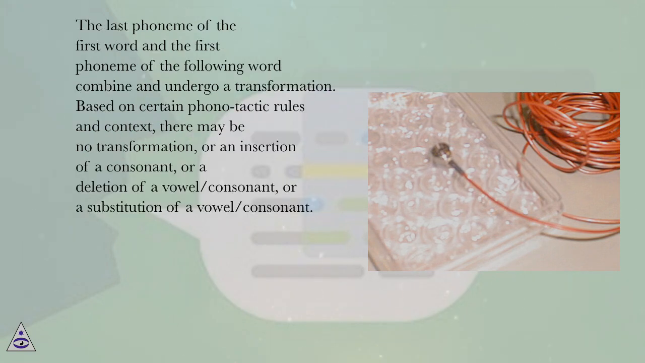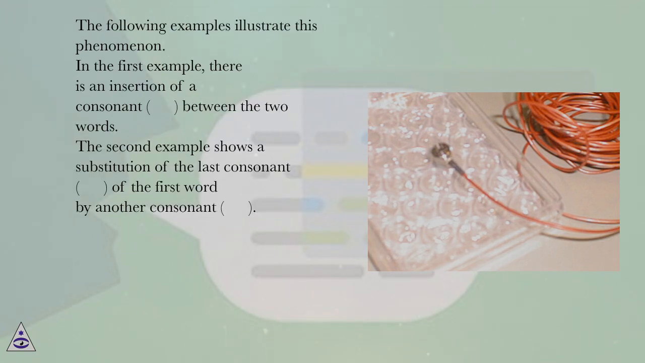The last phoneme of the first word and the first phoneme of the following word combine and undergo a transformation. Based on certain phonotactic rules and context, there may be no transformation, or an insertion of a consonant, or a deletion of a vowel/consonant, or a substitution of a vowel/consonant. The following examples illustrate this phenomenon.